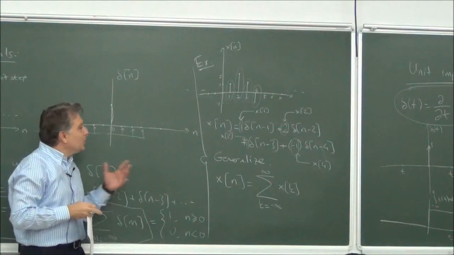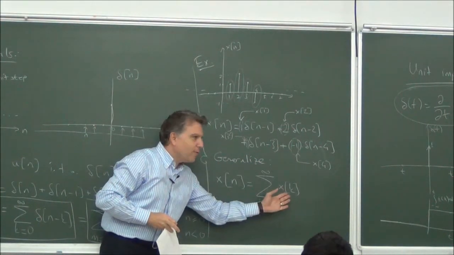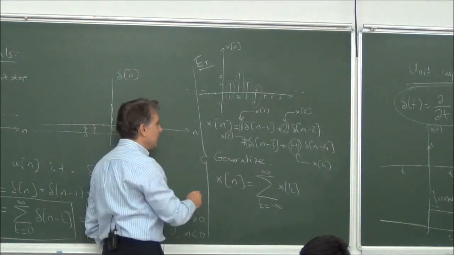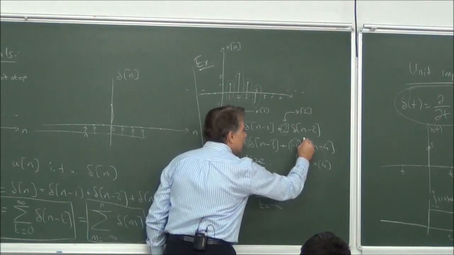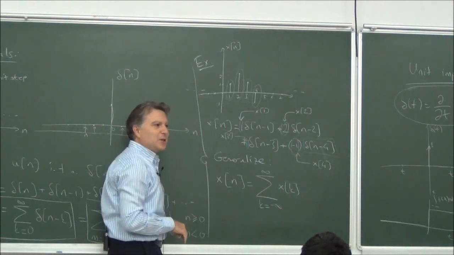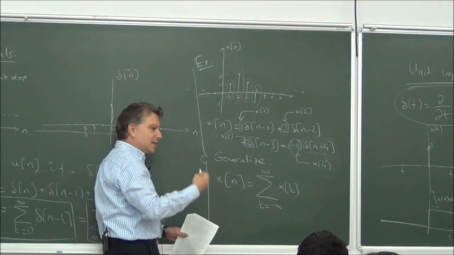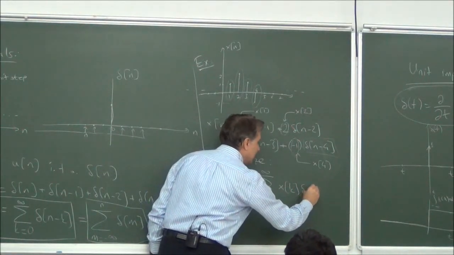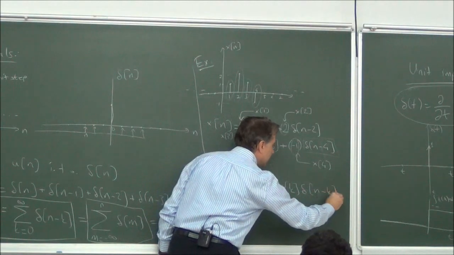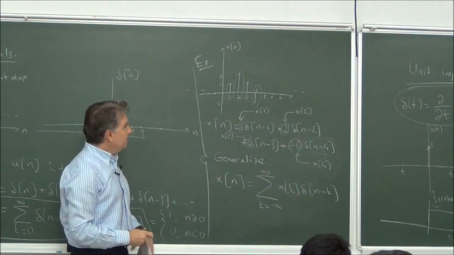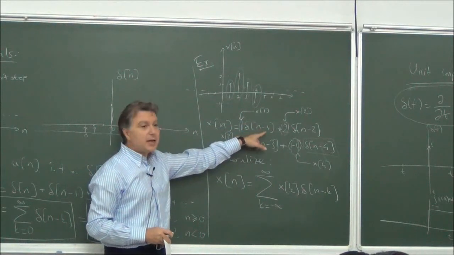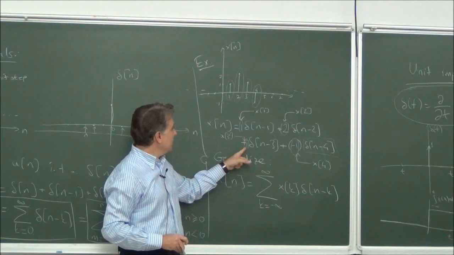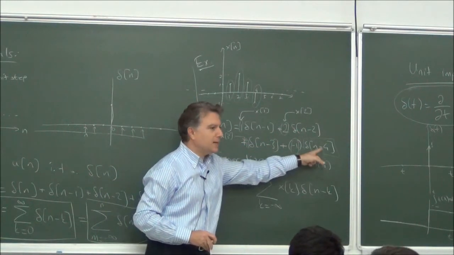So you don't really need to know what x of 4 is. Just say x of 4. That is x of k for all k's from minus infinity to infinity, and we're just multiplying it with a basis function, a basis signal, like the basis of the Euclidean coordinate system: delta n minus k. So this is x1 delta n minus 1 plus x2 delta n minus 2 plus x3 delta n minus 3 plus x4 delta n minus 4.